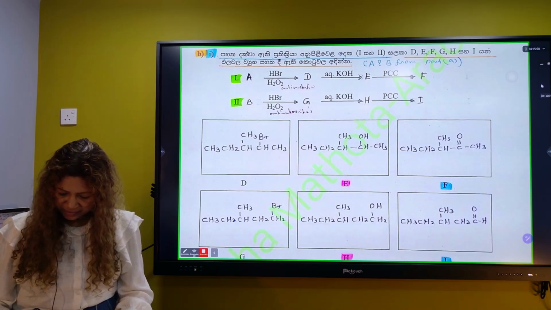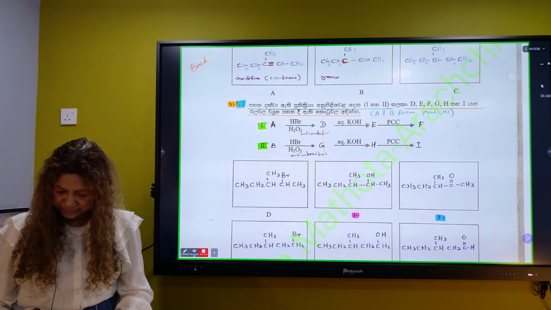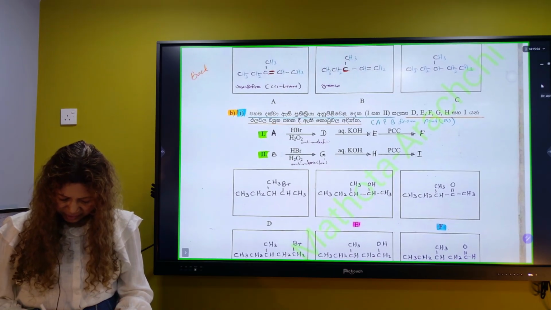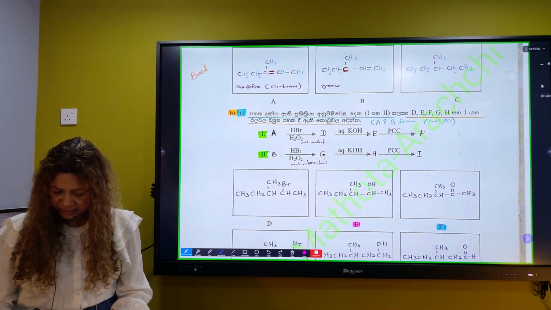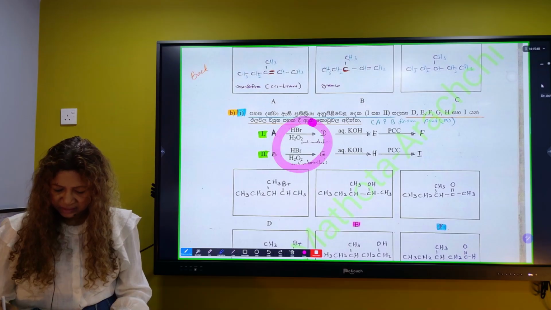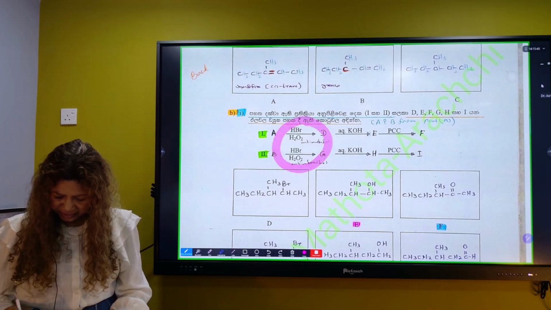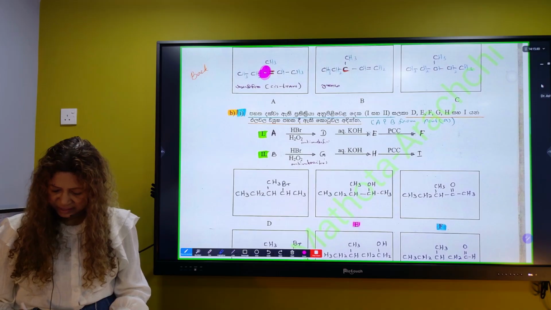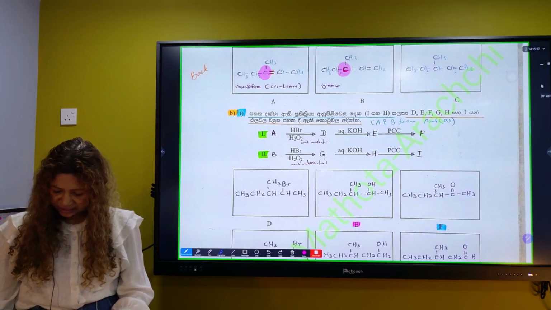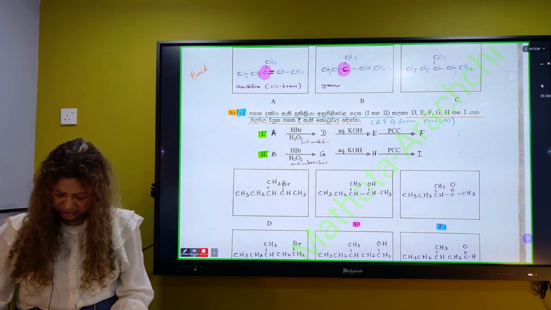A and B. So these two are A and B. Both we are adding antimarkovnikov here. So hydrogen goes to where hydrogen is high. Sorry, hydrogen is less. So this is a place where they are getting hydrogen. D and G.